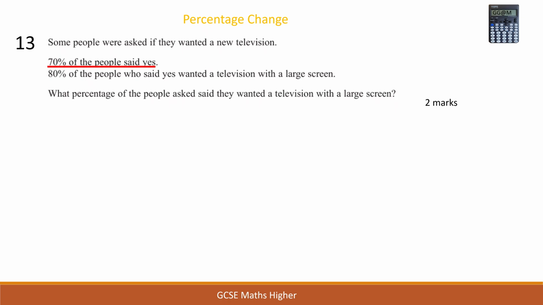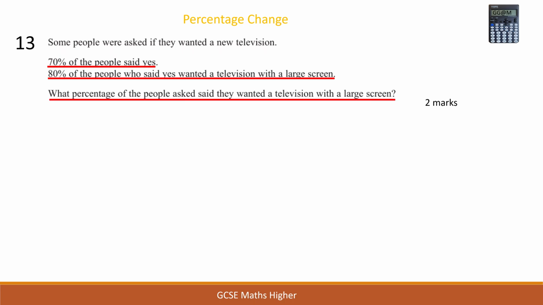Fantastic. So keywords in the question, well, we've got 70% of people said yes, and 80% of the people who said yes wanted a TV with a large screen. You've got to work out what percentage of people said they wanted a TV with a large screen, and this was worth 2 marks.